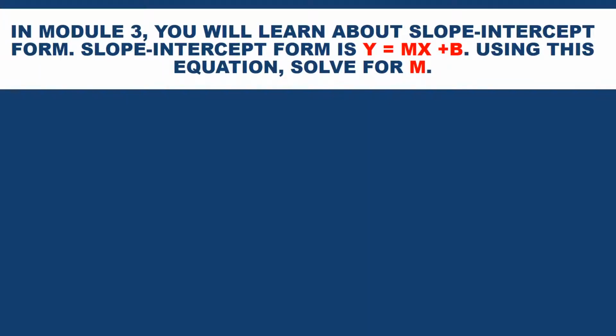Okay, so here's some foreshadowing, something that you're going to see in Module 3. In Module 3, you will learn about slope-intercept form. Slope-intercept form is y equals mx plus b. Okay, so let's think about this. So y equals mx plus b. And we want to solve this to get m by itself. So I'm going to suggest the first thing you do is find the m and put a little box around it. That means that's the last thing we're going to move over, but we need to get m by itself. So that's the last thing I'm going to do.